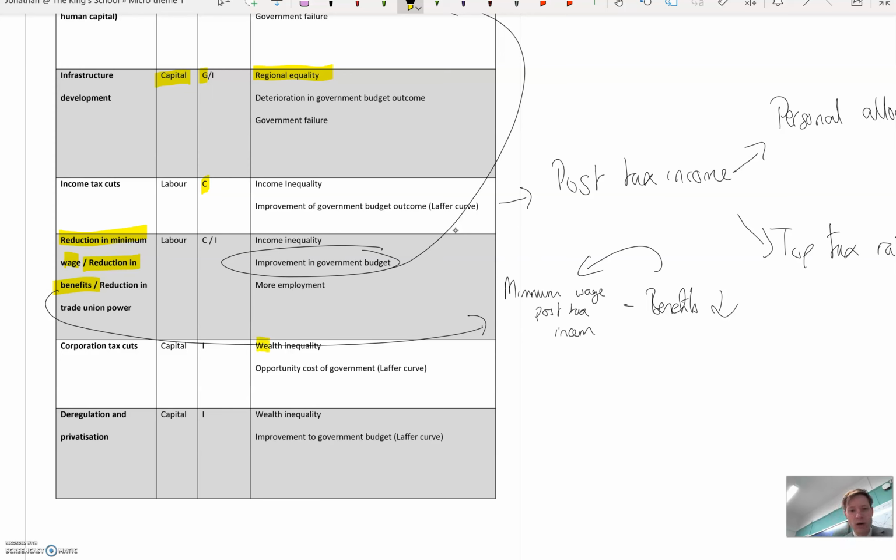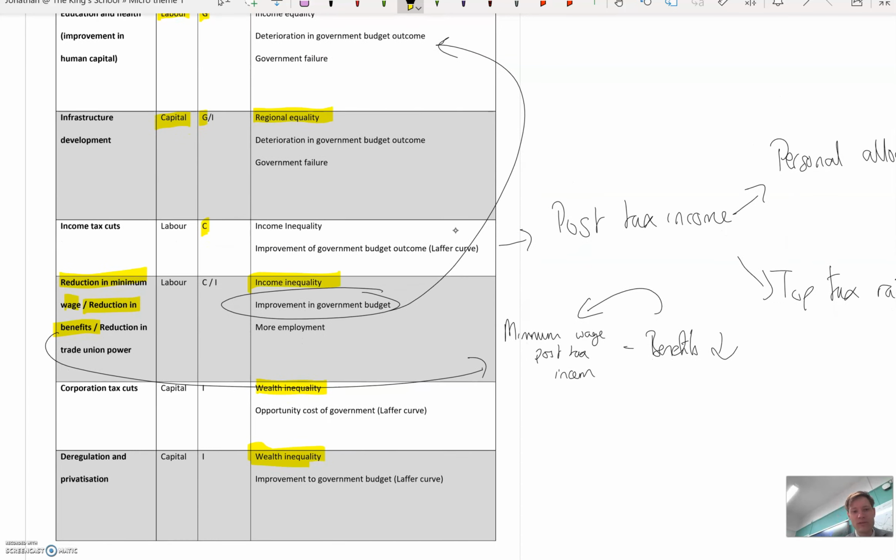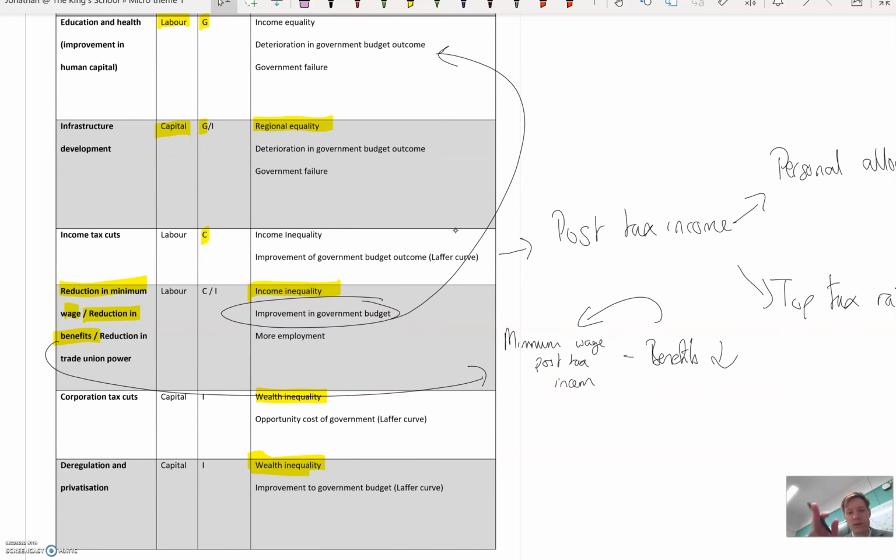But we talked about wealth inequality here. Corporation tax cuts might mean that share prices rise as you have greater dividend payments to shareholders, for example. Deregulation and privatization, again, share prices rising, asset prices rise. And all of these ones here would be income inequality as well. Okay, great. That's pretty much it for those.